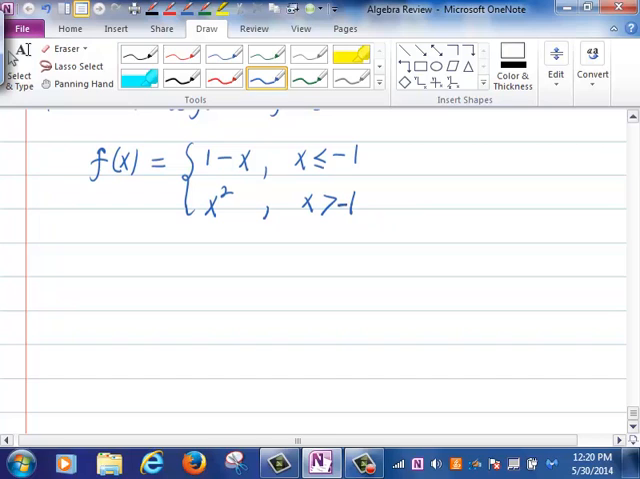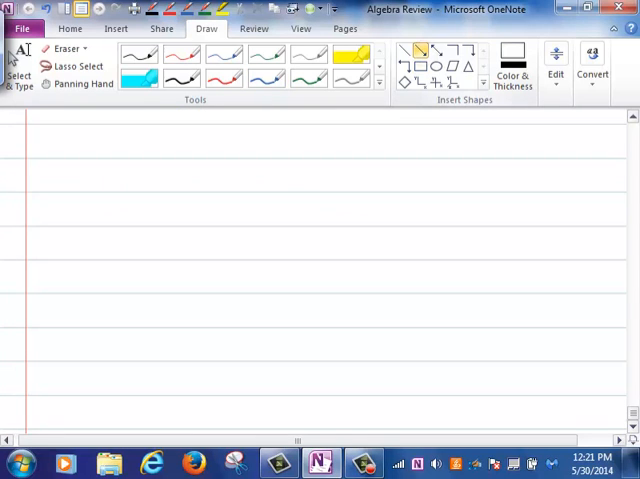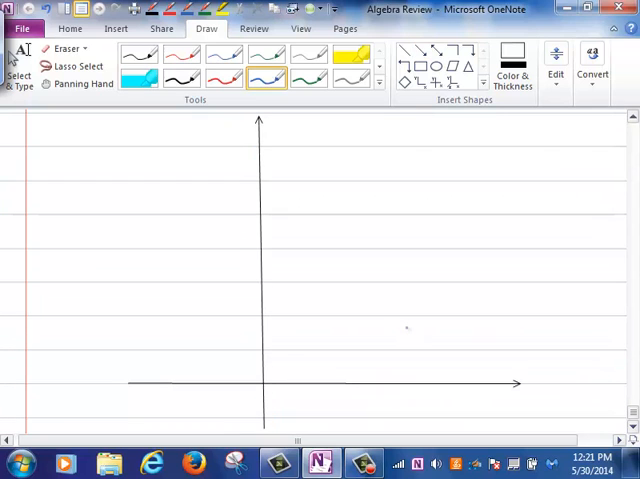this is negative 1, okay? This is negative 1, sorry. On the left side of negative 1, you take the graph of 1 minus x. So let's do that. Okay, so here, where is negative 1? Let's say half of that here is 1. And so this is negative 2 here, so this would be negative 1 here. So this is negative 1, okay? And on the right side of negative 1, I want the graph to be the parabola, right? So let's draw the parabola between negative 1 to infinity.